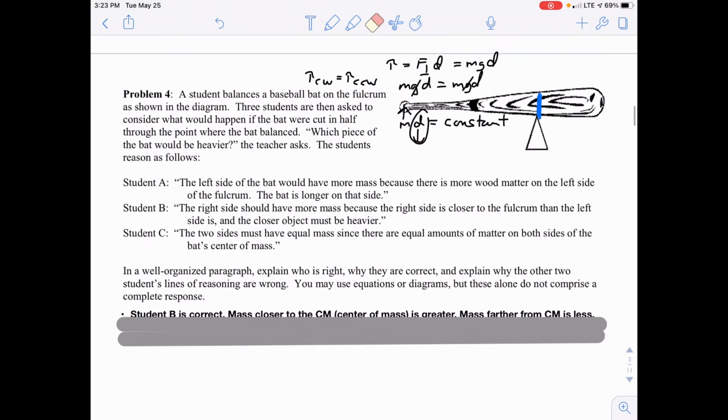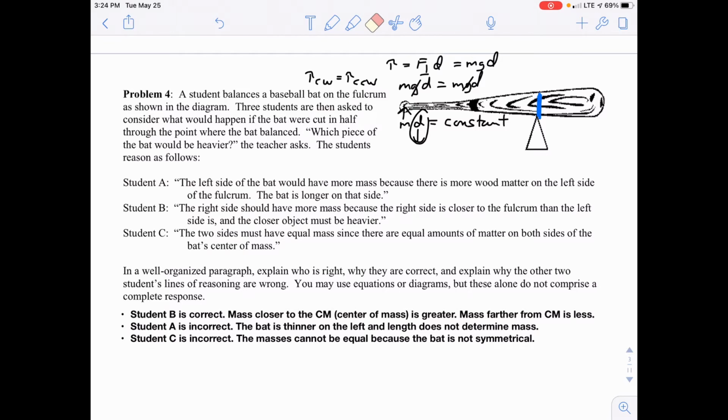Student B is correct because the mass closer to the center of mass is greater. The mass farther from the center of mass is less. Student A is incorrect. The bat is thinner on the left, but length does not determine mass. Student C is incorrect as the masses cannot be equal because the bat is not a symmetrical object.